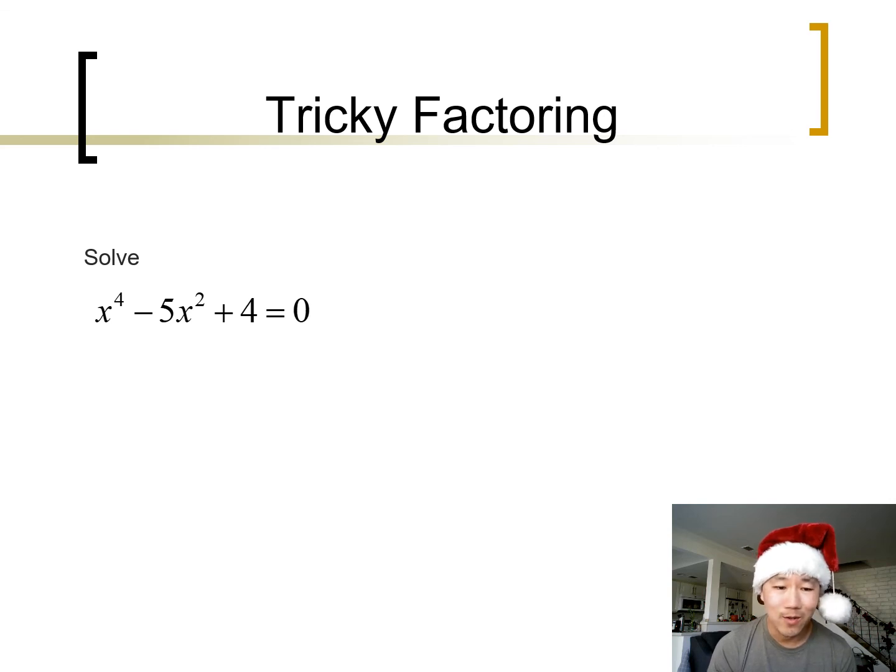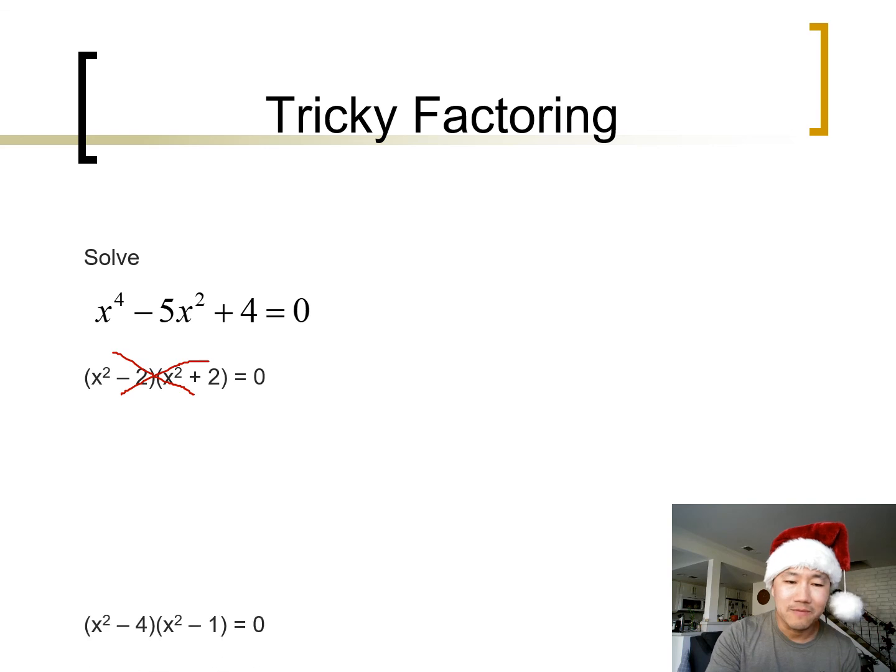Tricky factoring. Ooh, I don't know what that means. All right, so we have x to the 4th minus 5x squared plus 4. How can we factor this? Does x squared minus 2 times x squared plus 2 work? No, I don't think that factors perfectly, because when you check your answers, it won't. If you FOIL this, it won't give you the right answer, so that doesn't work. You can try a -2 and a -2, and that doesn't work either.